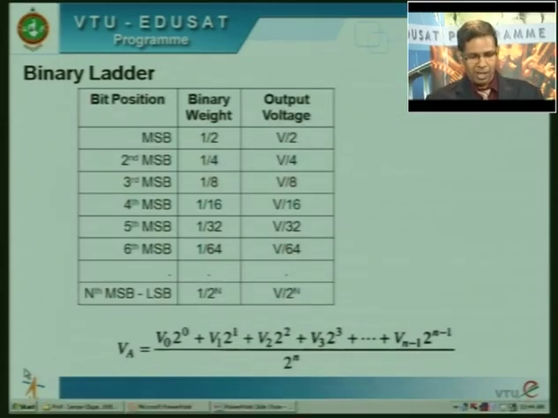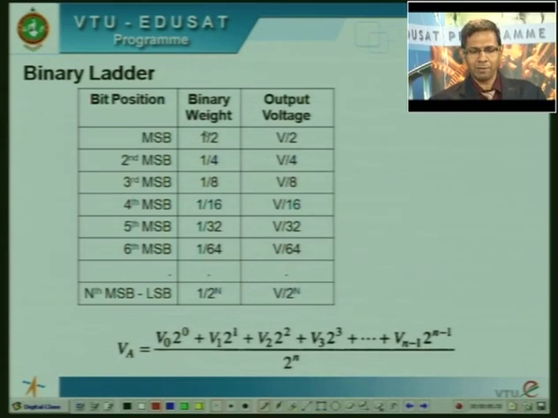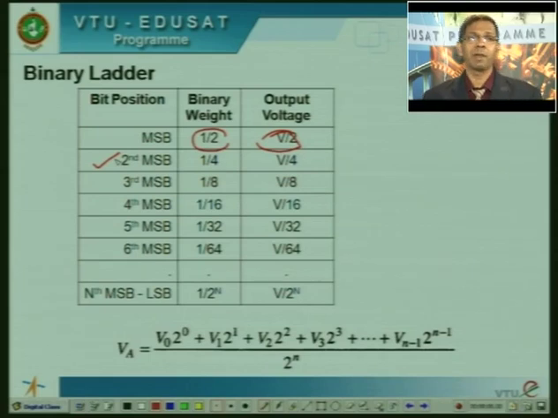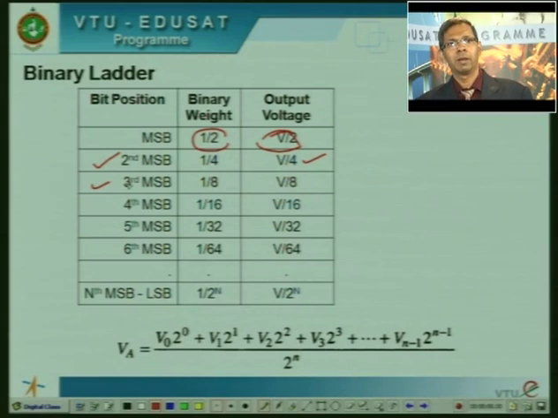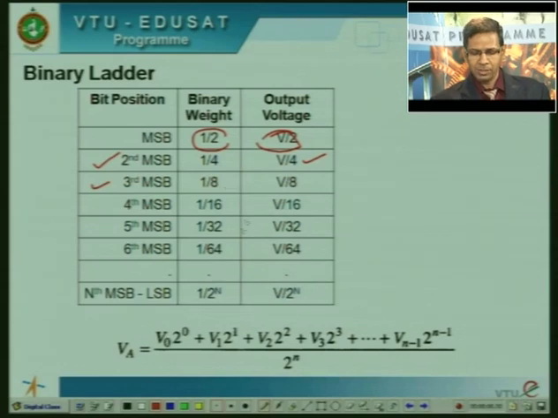As per our discussion, MSB is going to have a voltage of V by 2. If the voltage is V by 2, then we say its weight is 1 by 2 because V is the applied voltage. Similarly, the second MSB will have its voltage half of MSB. So half MSB is what? V upon 2 divided by 2, which becomes V by 4. Similarly, the third MSB will have half of second MSB, which is V upon 4 again divided by 2, that becomes V by 8. So likewise, we are going to have all the weights going down till we come to V upon 2 raised to n.